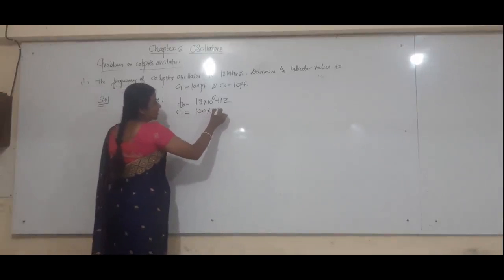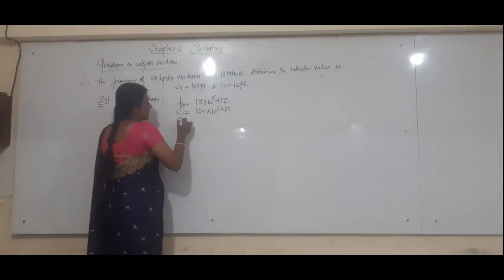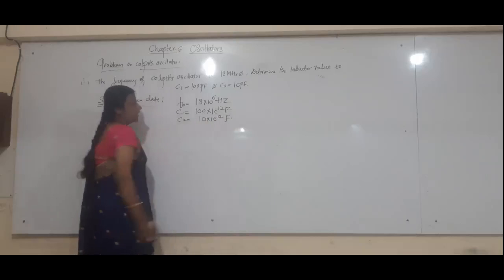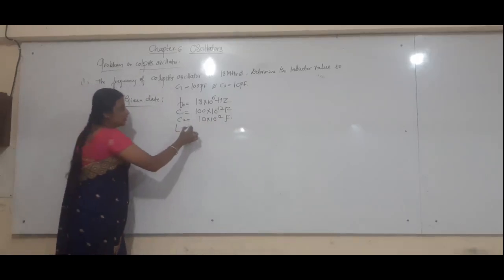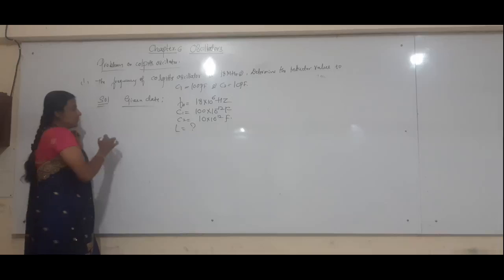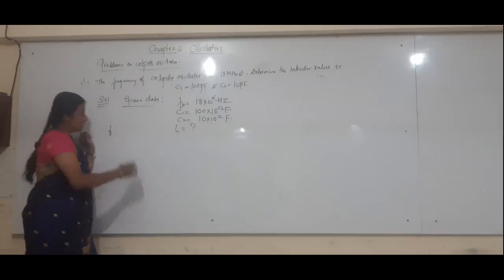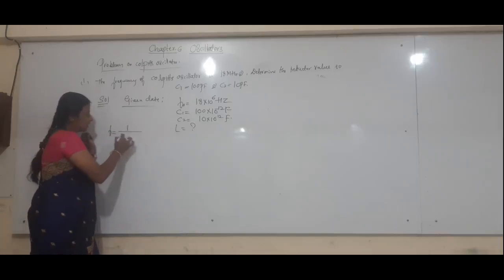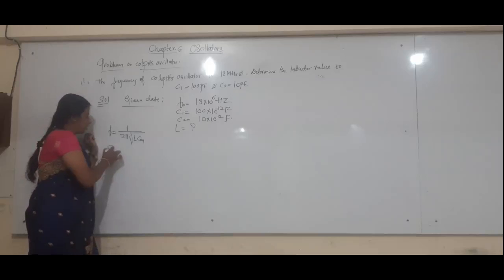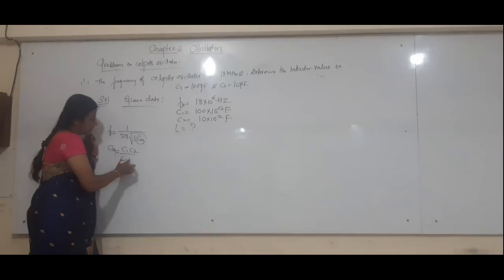10 raised to minus 12 farad, as well as C2 is given, that is 10 picofarad, 10 raised to minus 12 farad, and they are asked to find out the inductance of that coil. So, here we know that frequency of oscillation is given by f is equal to 1 divided by 2 pi root of L CEQ for Colpitt's oscillator. So, we have to determine first CEQ. CEQ is equal to C1 C2 divided by C1 plus C2.